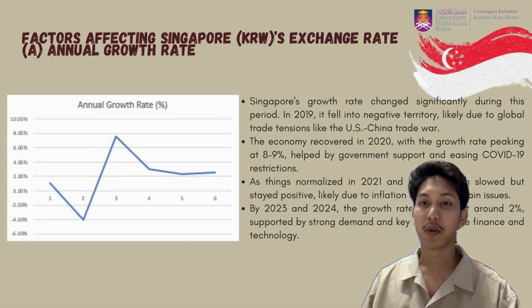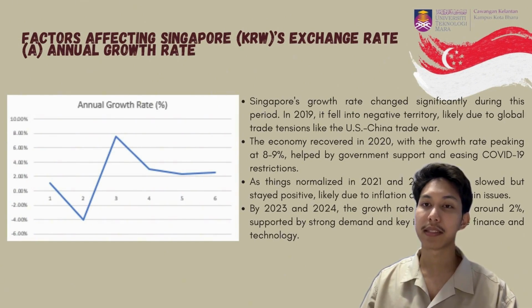Lastly, annual growth rate. In 2019, Singapore's growth rate fell into negative territory, which was likely due to global trade tensions, particularly in the US-China trade war. These trade disputes disrupted international trade and hurt business confidence, leading to slower growth during that period.